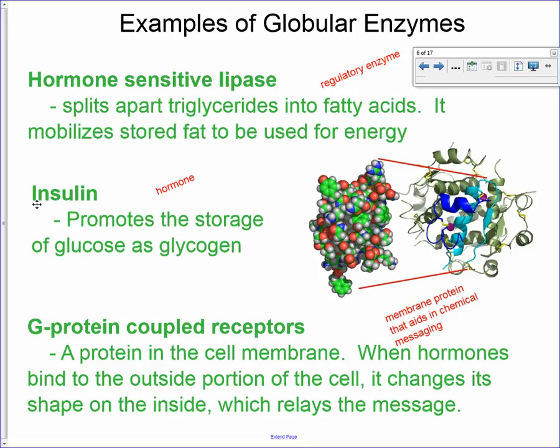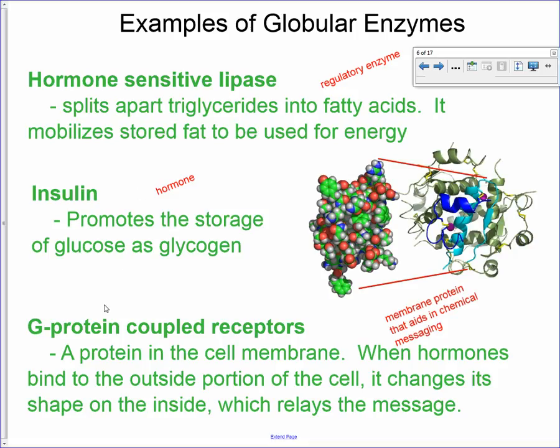Insulin is a hormone that you may be familiar with. It basically promotes the storage of glucose as a more complex molecule called glycogen. Again, you may have heard of insulin, especially with diabetics, but it is a protein hormone.